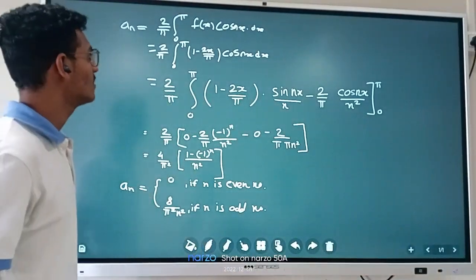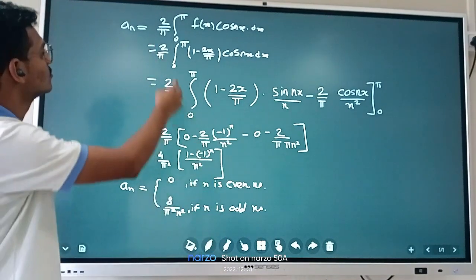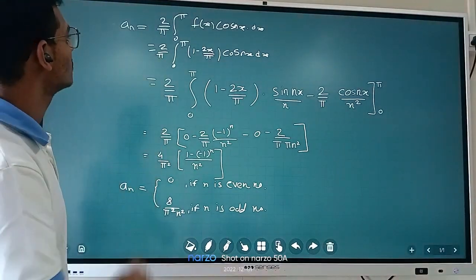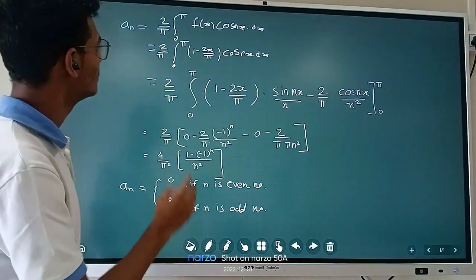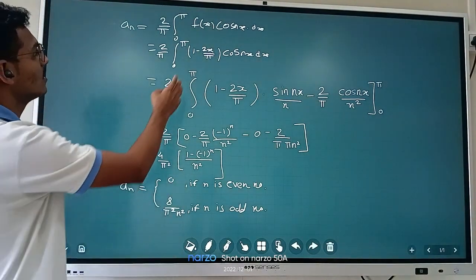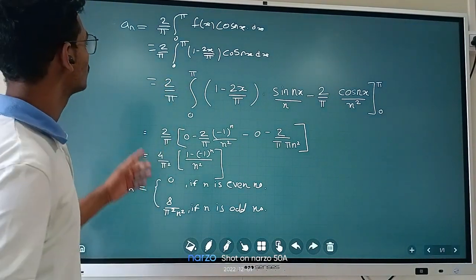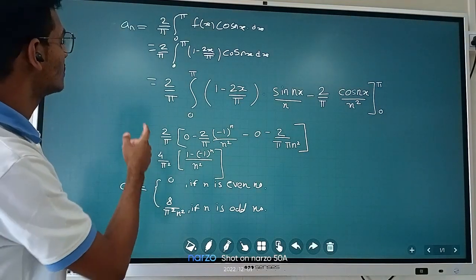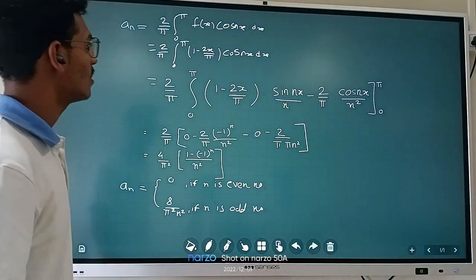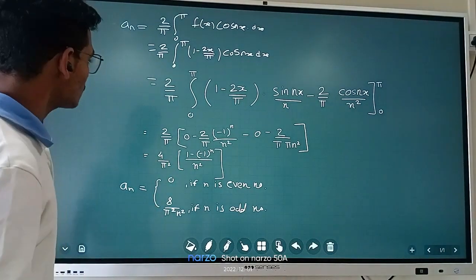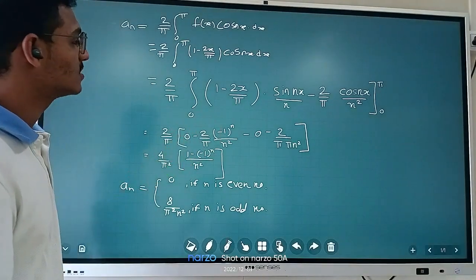Now we have to find the value of an. This is the formula of an: 2 by pi, integration from 0 to pi of f of x cos nx dx. The f of x value is put in this equation: 2 by pi, integration from 0 to pi of 1 minus 2x by pi times cos nx dx. It is the integration of u into v, so it is solved by Leibniz theorem.